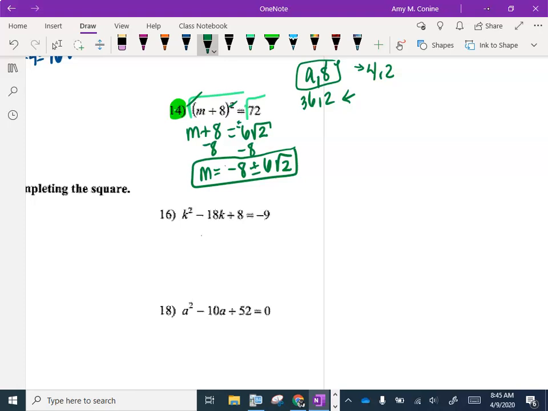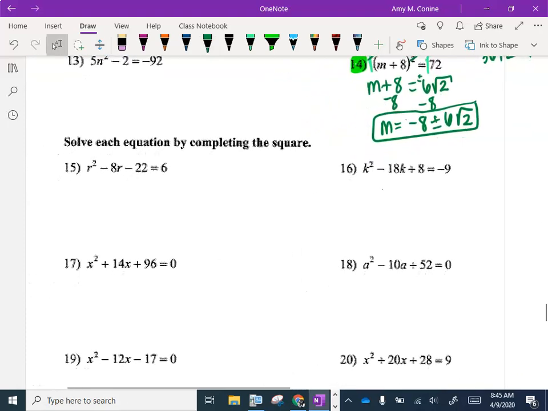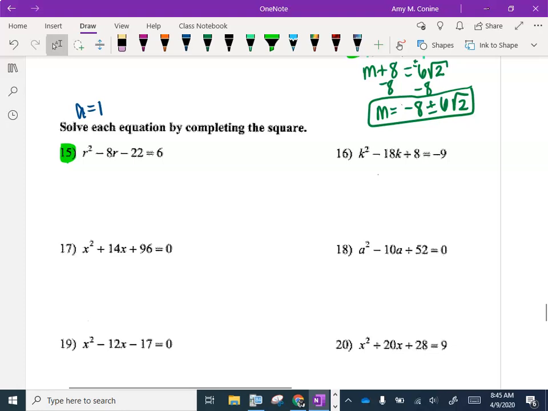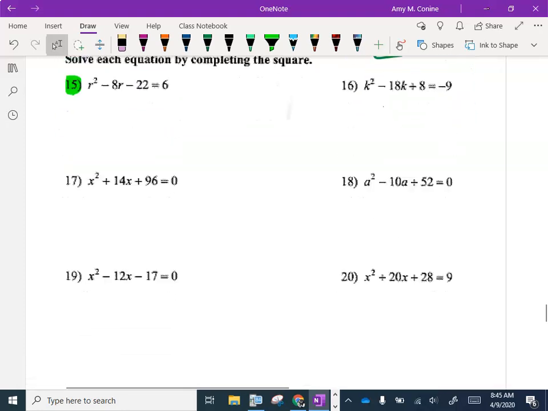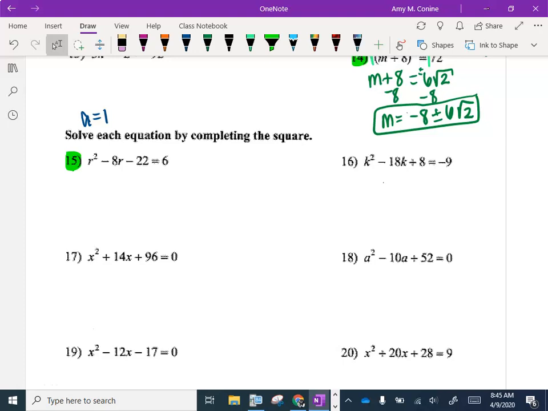So now we've got completing the square, all right? Completing the square. Remember, with completing the square, you need a to be 1. So for 15, it makes it a little easier when a is 1. Most of these, it looks like A is already 1, so that's kind of nice. So we need to, with completing the square, go ahead and move our constant over. Remember, it doesn't have to equal 0 because you're trying to get rid of C.